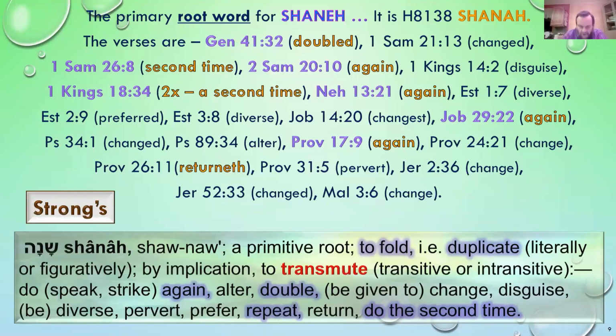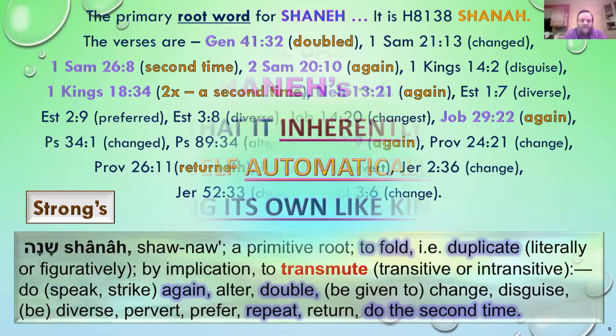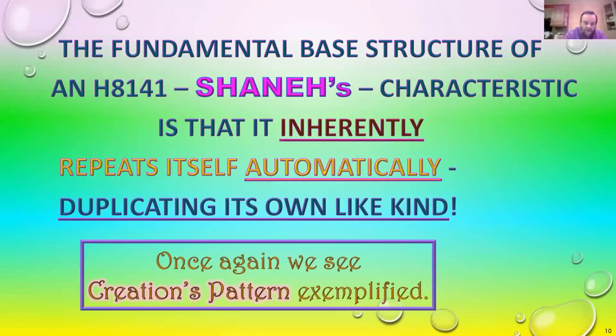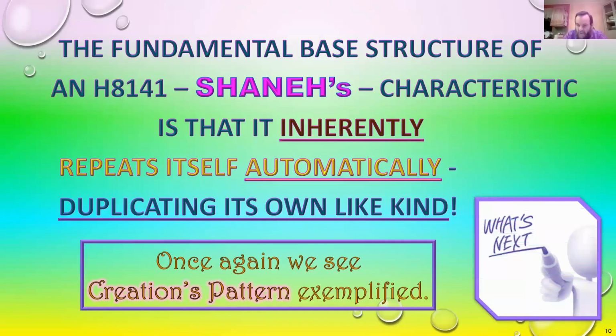What does Strong say about the Shana? And you read in the purple: to fold, duplicate, to transmute, again, double, repeat, or do the second time. It's very consistent on these definitions. The fundamental base structure of an 8141 Shane's characteristic is that it inherently repeats itself automatically, duplicating its own like kind. And that's the pattern that we see at creation, duplicating after its own kind. What's next?